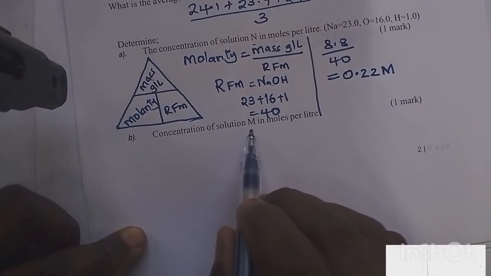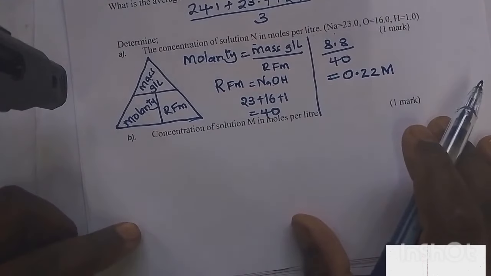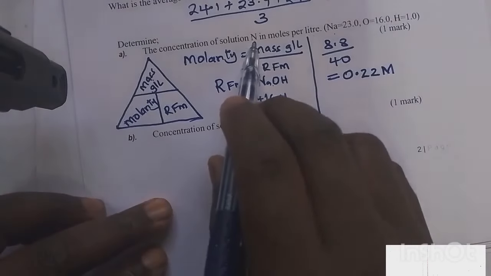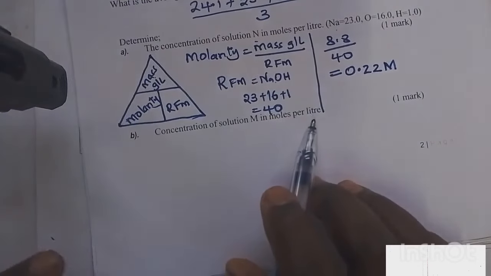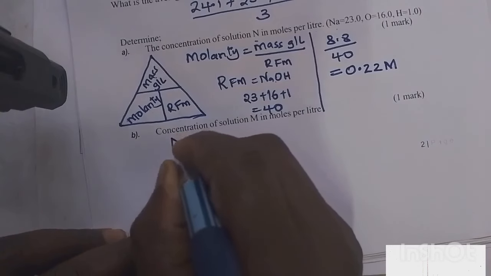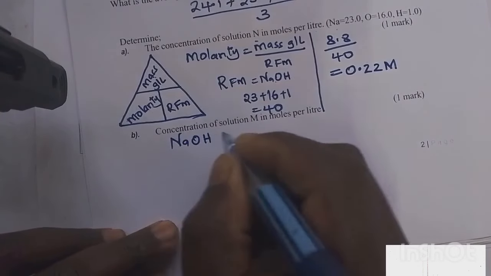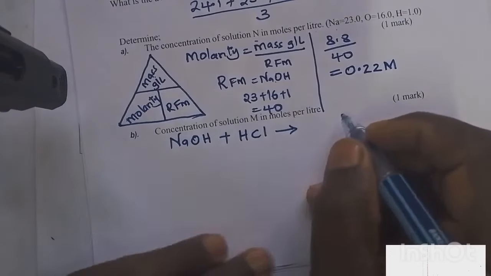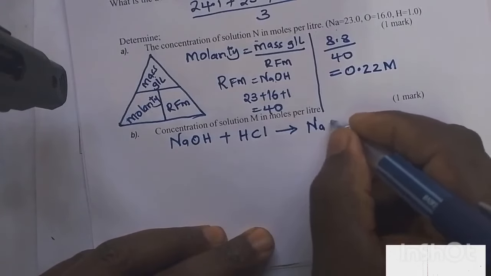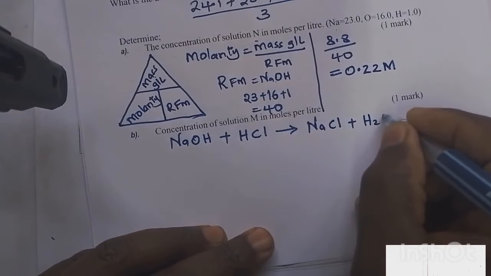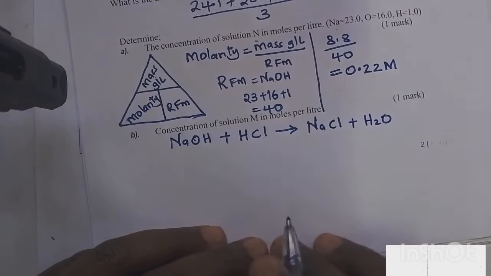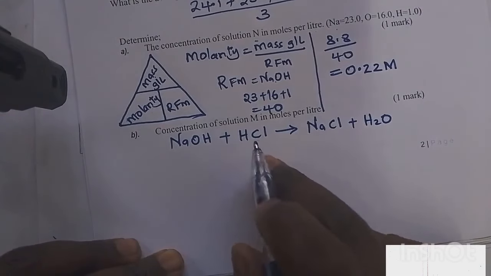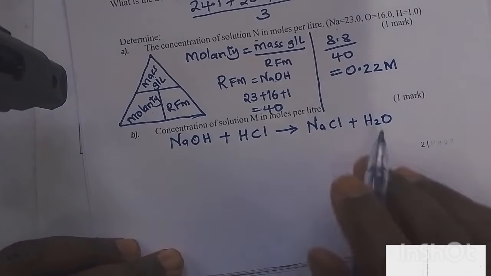Concentration of solution M in moles per liter. Remember, M is reacting with N, and M is HCl. N is sodium hydroxide. So that's why I told you, you should be able to know what kind of reaction you expect, and you should be able to write an equation and balance that equation. For this one, it will form sodium chloride plus water, and the mole ratio is going to be 1, 1, 1 everywhere. It means that the number of moles of sodium hydroxide is equal to the number of moles of HCl, because the ratio is 1:1. It is already balanced.